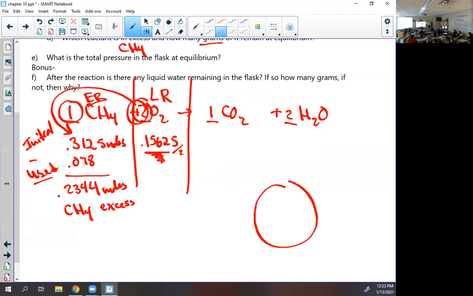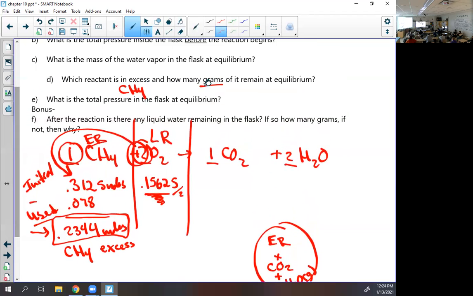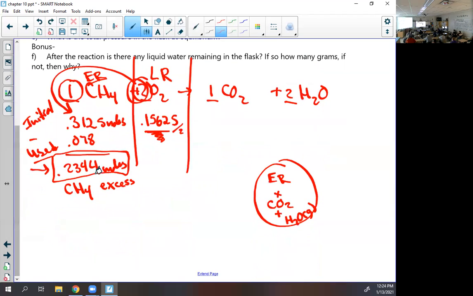Now, think about this flask, and I'm just going to draw it in a circle. When the reaction happens, I'm going to have whatever my excess reactant is. I'm going to have carbon dioxide, and then I'm also going to have water vapor. This number right here, it's not the answer, but it's going to be something we use in the future. So it wants how many grams. So we take this number of CH4 and we multiply it by the mass, which is 12 plus 4, which is 16. That gives 3.75. All right, that's CH4 excess.